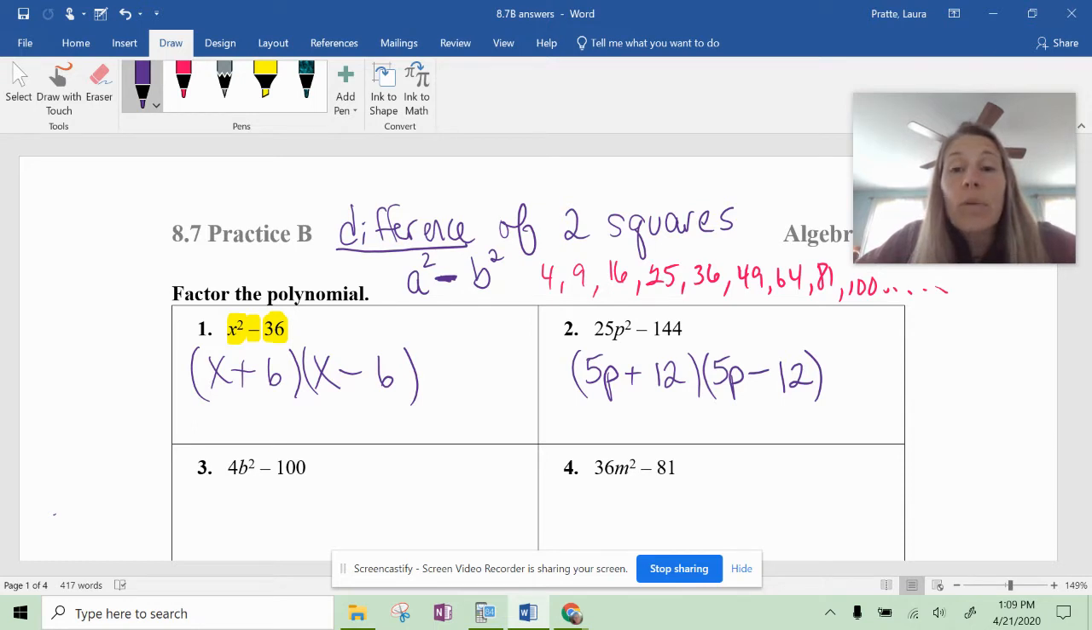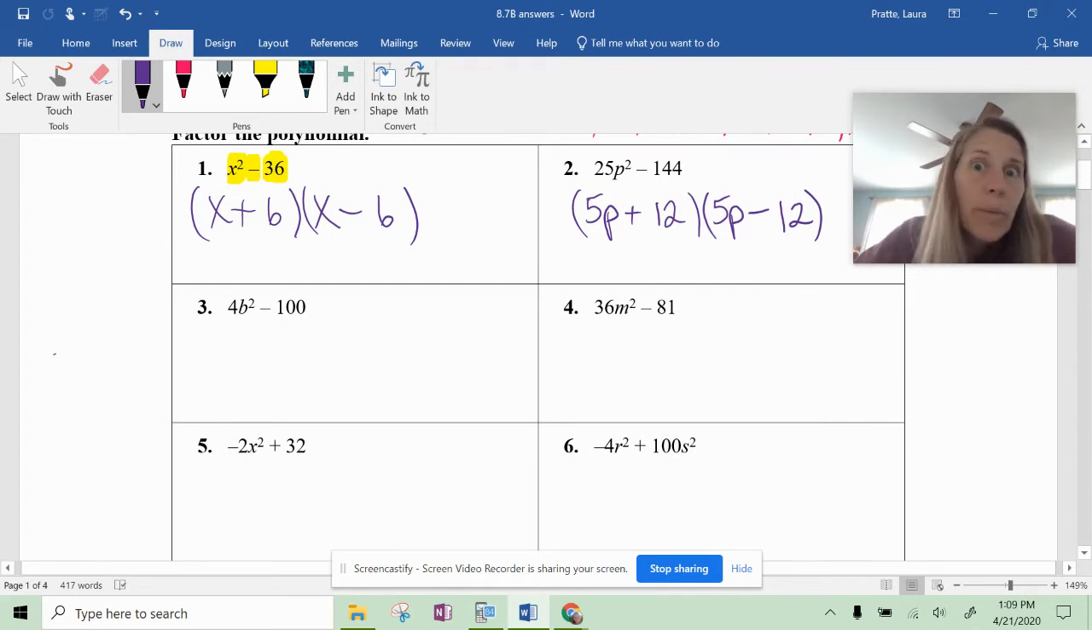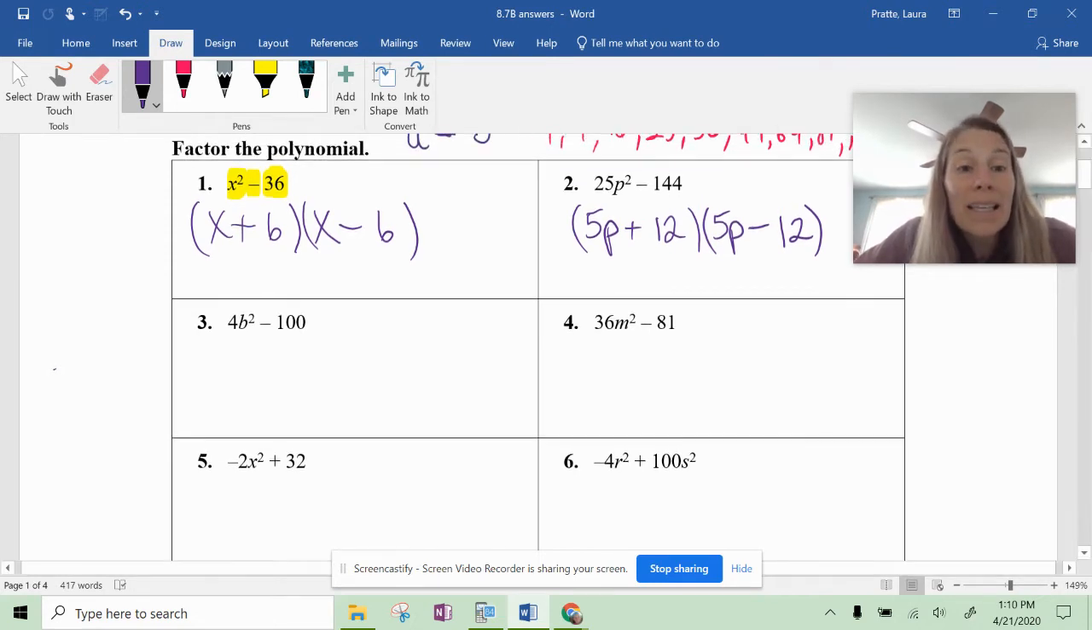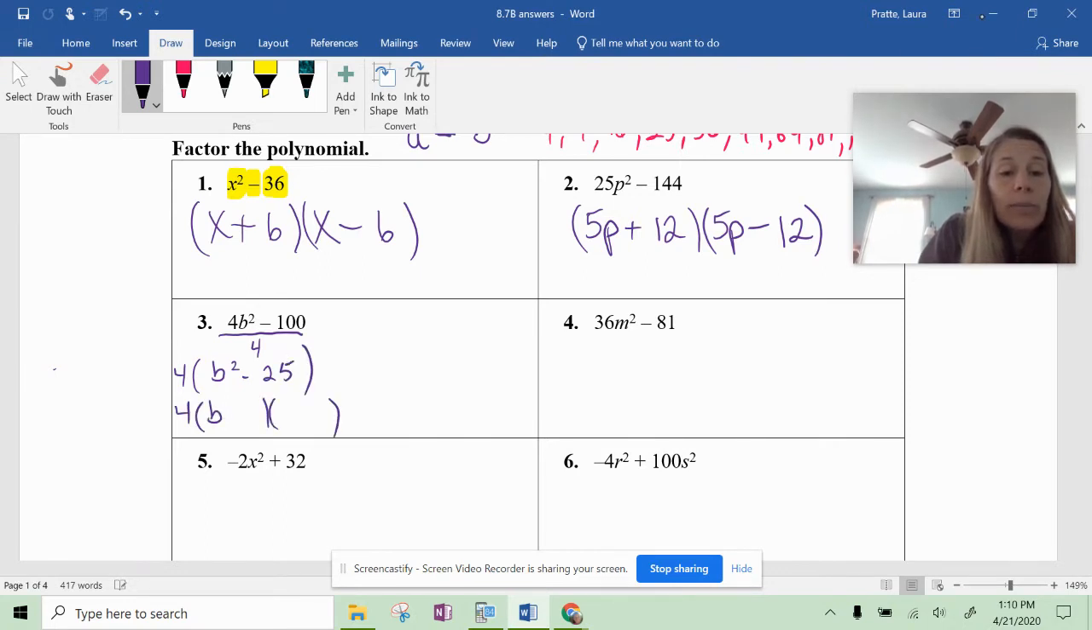Now again, before you do any of these problems, even if the numbers are perfect squares, you should always check for a GCF. And I'm going to show you why in number 3. So when you take a look at number 3, you might say, oh, well, 4 is a perfect square because 2 times 2 is 4, and 100 is a perfect square, so 10 times 10 is 100. So you could technically just factor it right away, but it won't be factored completely because you can first divide by 4 and take out that GCF of 4, giving you b squared minus 25. Then you would finish factoring that into b plus 5 and b minus 5.